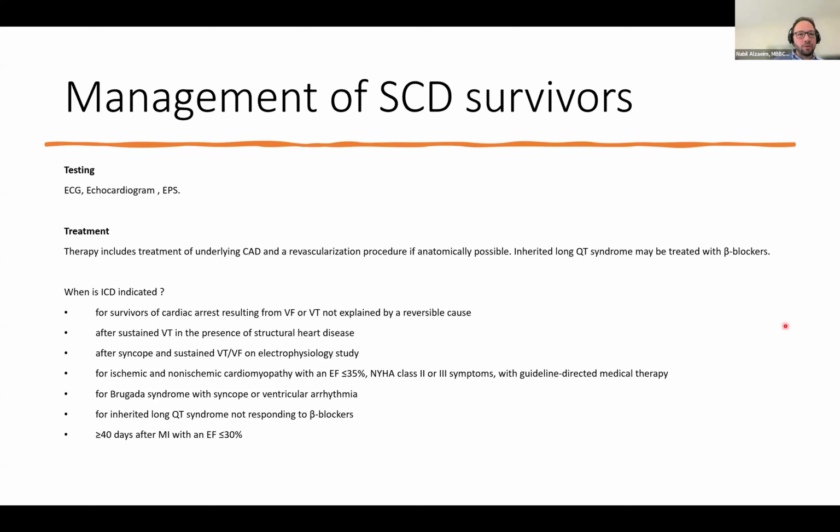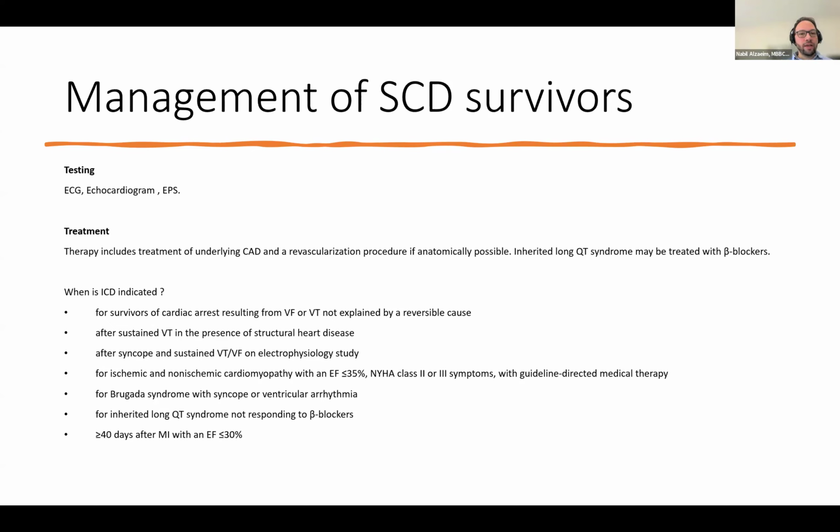Treatment for these cases: treat the underlying cause, especially if they have coronary artery disease, do heart cath, revascularization. For patients with inherited long QT syndrome, may be treated with beta blocker. And of course, the ICD is very important here in these cases, and it is indicated for survivors of cardiac arrest resulting from VFib or VT, not explained by any reversible cause.